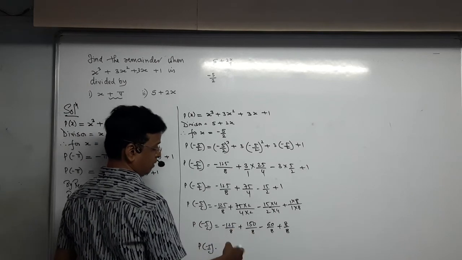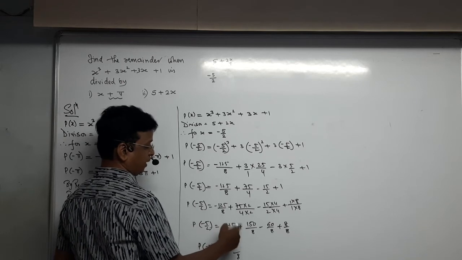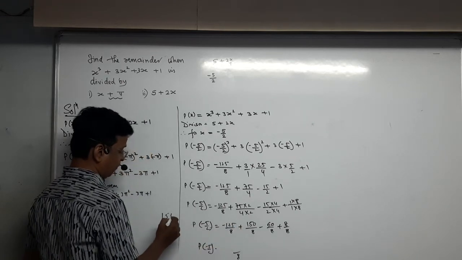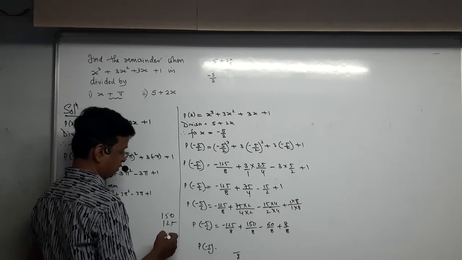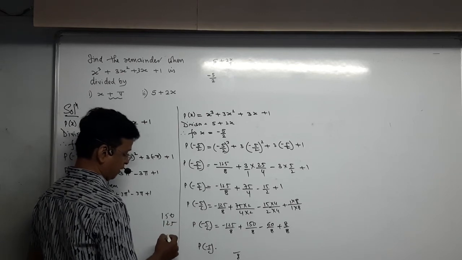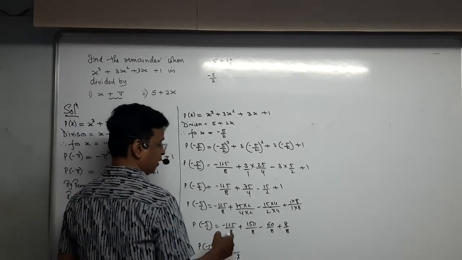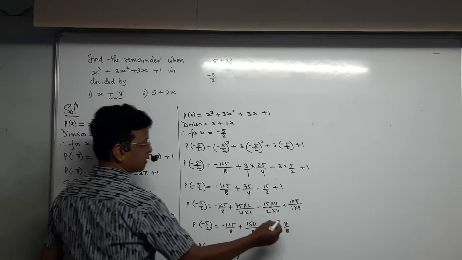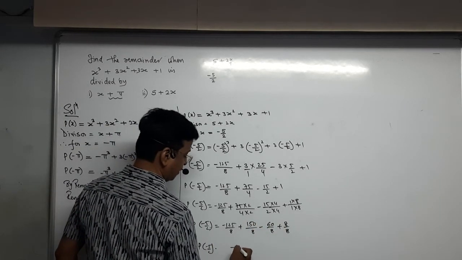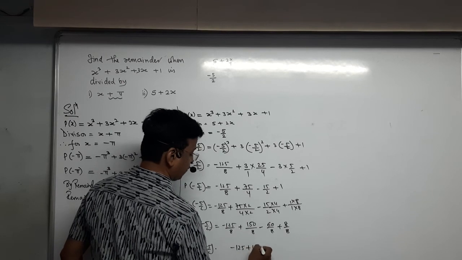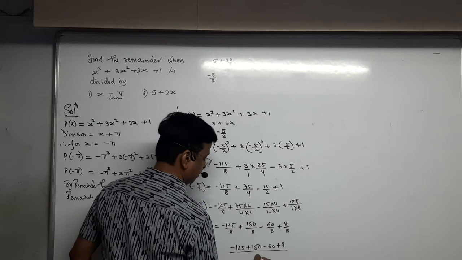Now this all will be upon 8. Minus 125 plus 150 means this will be subtracting. 150 minus 125, the answer will be plus 25. Plus 25 plus 8. See, I am doing minus 125 plus 150 minus 60 plus 8 upon 8.